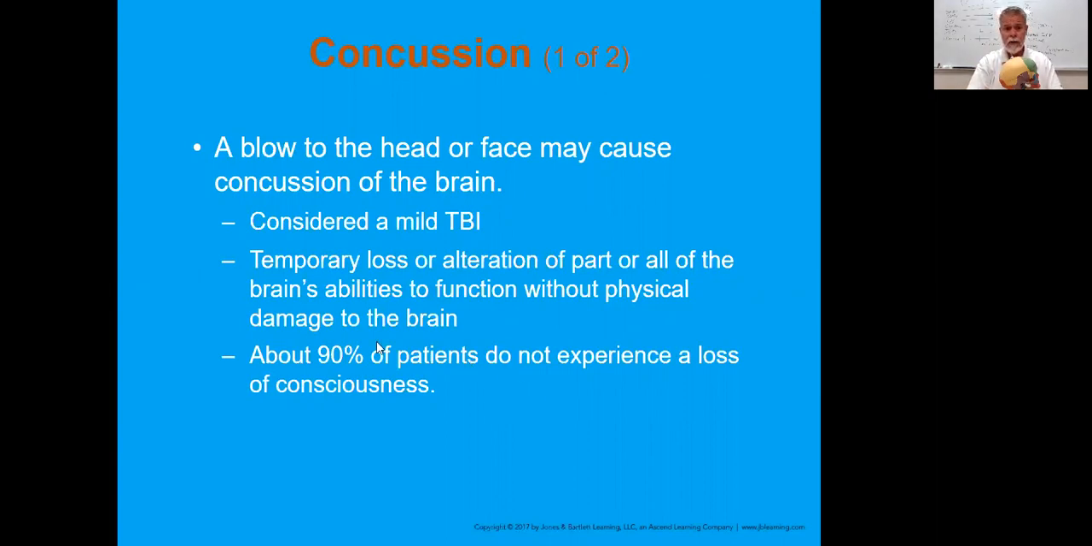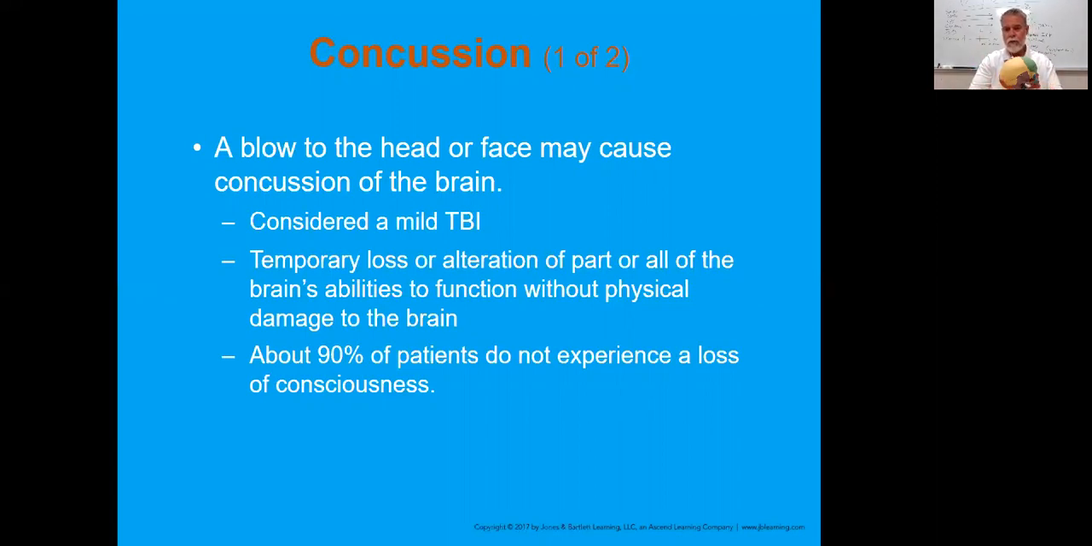On a concussion, there's a lot of things out there with concussions now. The repeated concussions can actually change the structure of the brain. But when we look at the definition, it's a temporary loss or alteration of part or all of the brain's ability to function without physical damage to the brain, right? So the brain itself is not permanently changed. Now, again, over the course of years and repeated concussions, it's actually showing now that it can lead to that permanent damage. But we're talking right now about a single concussion, bam.